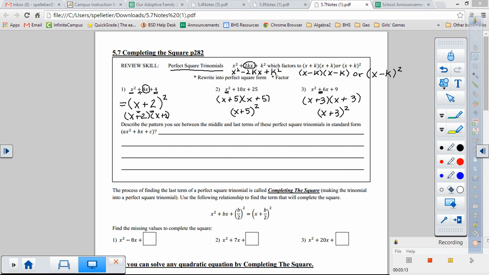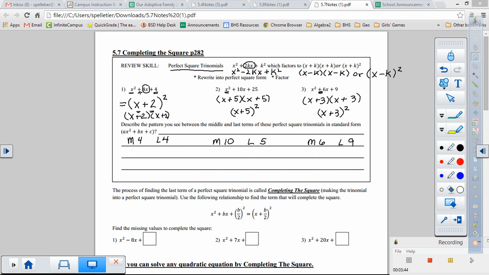Okay, so now what we need to do is think about the pattern that is formed here. So describe the pattern you see between the middle and the last terms of these perfect square trinomials in standard form. So I want to know the middle term 4 and the last term 4. This is the middle and this is the last in that first trinomial. Middle term in number 2 is 10. Last term is 25. Middle term in the last one is 6. And the last term is 9.